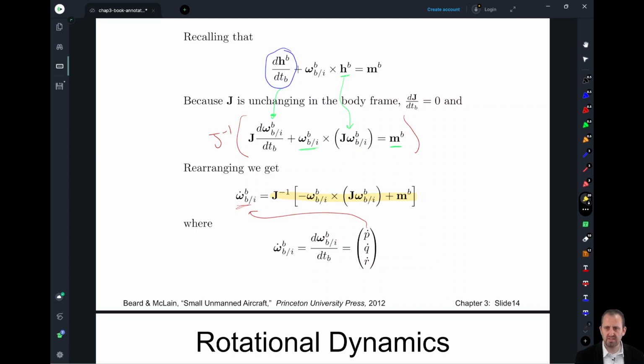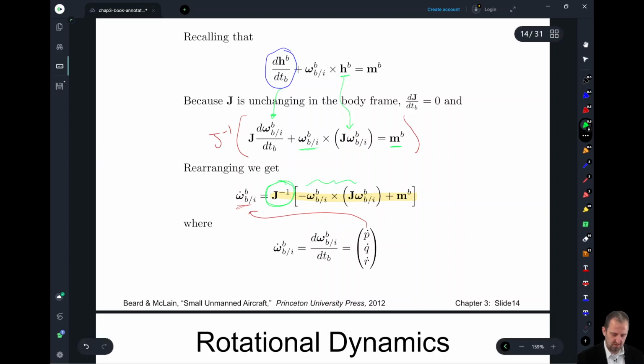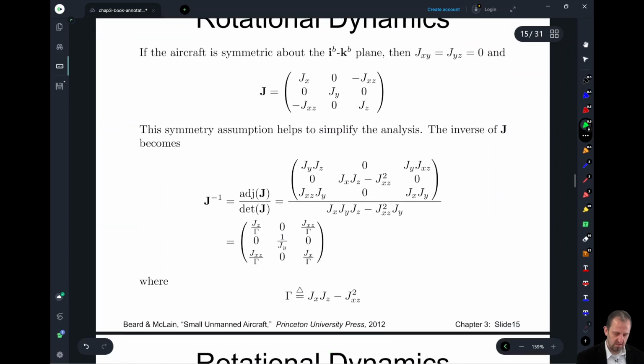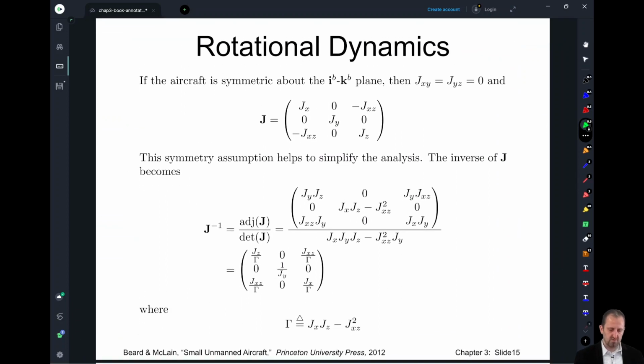We're going to do now just a couple of simplifications. The first one, we're going to look at J inverse. And then number two, we'll expand this out a bit so that we can see things just a bit better. Excellent. So let's look at our rotational dynamics.